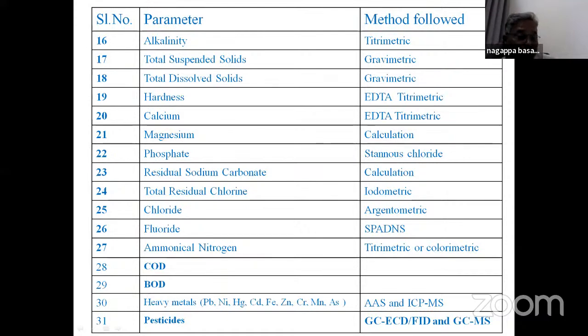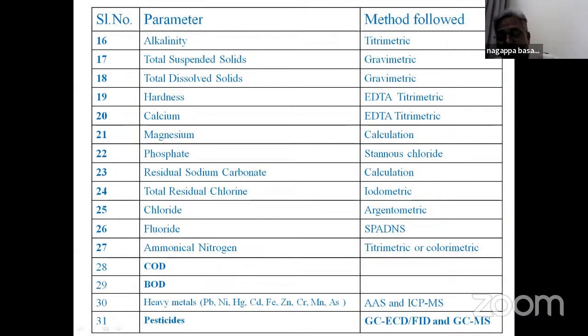Chlorine, that's why you have to check residual chlorine by using iodometry. Fluoride, COD, BOD for the industrial effluent, you have to do it. Heavy metals, if you take any heavy metals, lead, nickel, mercury, cadmium, iron, zinc, chromium, manganese, arsenic, anything, by using atomic absorption spectrophotometer, it is a minimum tool.